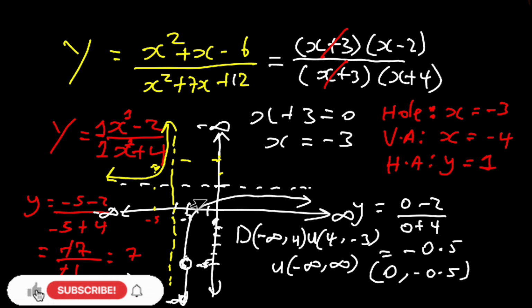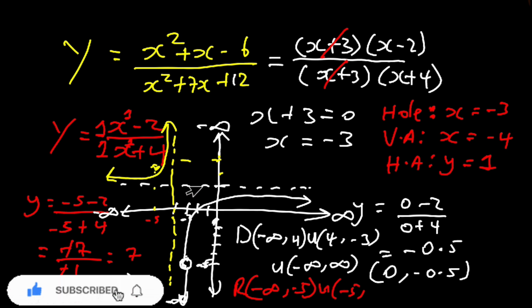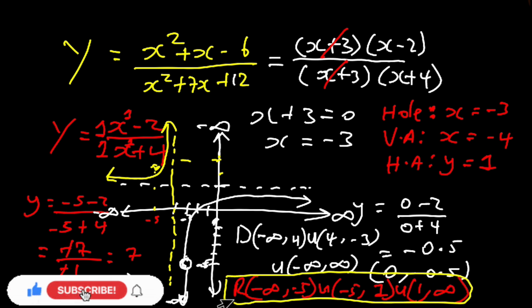And now for the range, we remove the y coordinate of the hole and then the horizontal asymptote. So we're going to write the range as negative infinity to -5, the y coordinate of the hole, then union -5, we remove the horizontal asymptote, which is 1, to 1, then union 1 to infinity. So this is the range of this function, and this is the domain of the function.